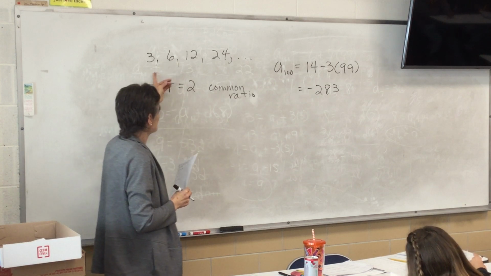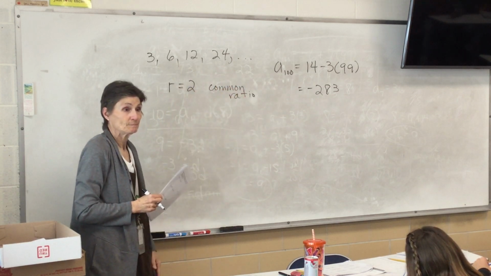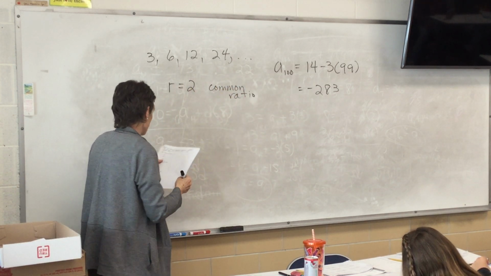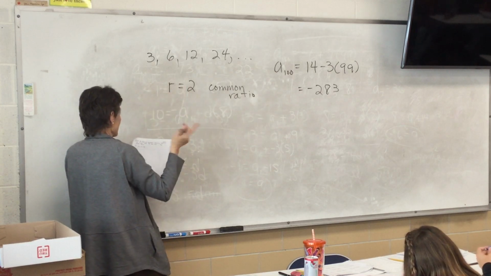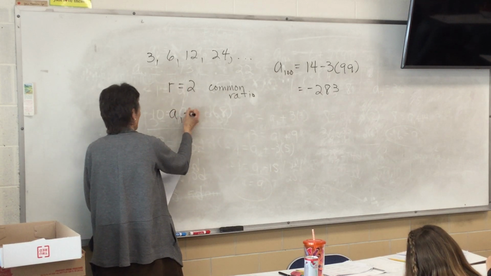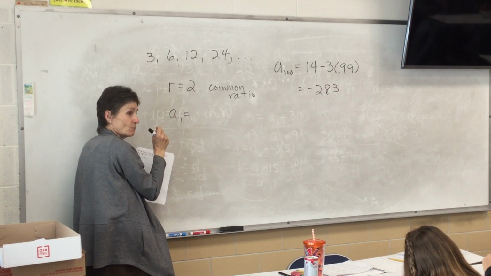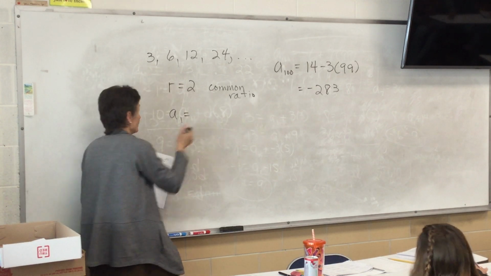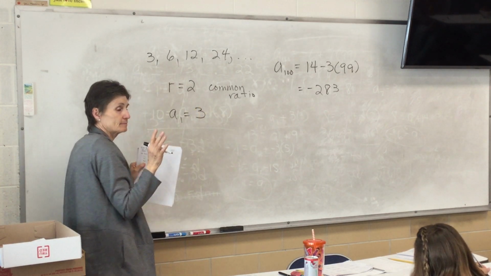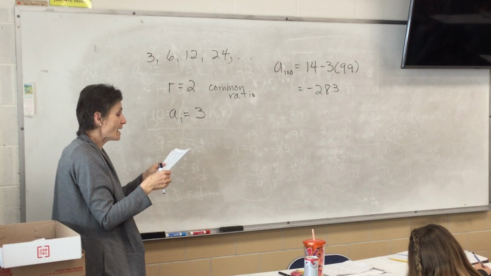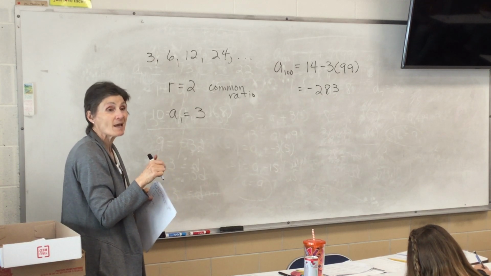So in this case, the ratio is 2. Can you see that? All right. So the ratio is 2. Already answered that question. A sub 1, already answered that question. It's right there. What does a sub 1 stand for? First term. And the first term is 3. Easy. Now we have to find the 10th term.